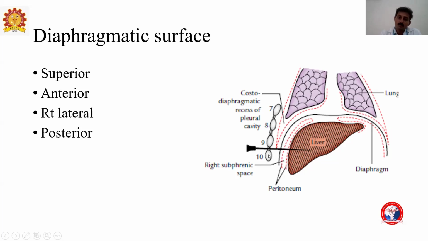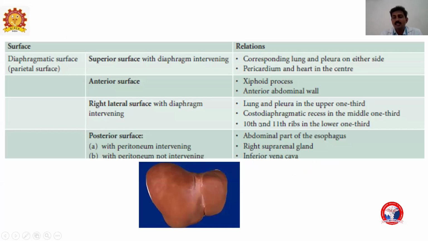Below that, what will be there? 10, 11, 12 ribs. 11th and 12th ribs, so it is called the floating ribs. Especially the 10th and 11th rib. 12th rib will not come up to this. 10th and 11th rib in the lower 1/3.